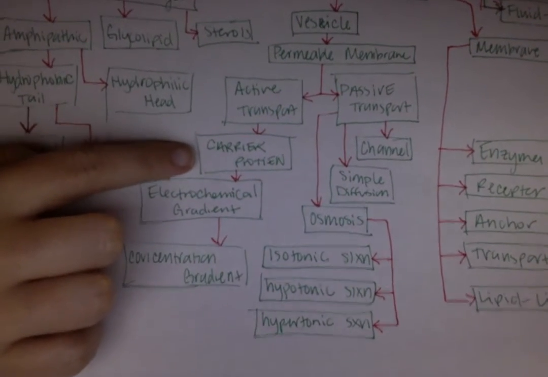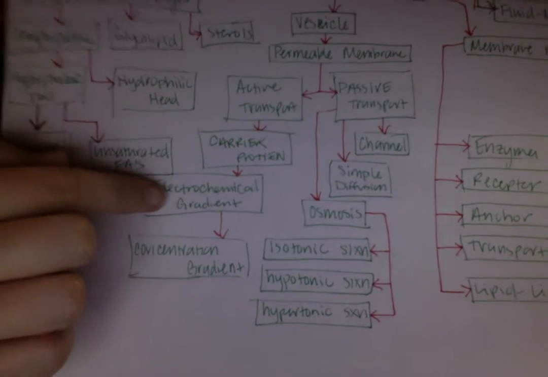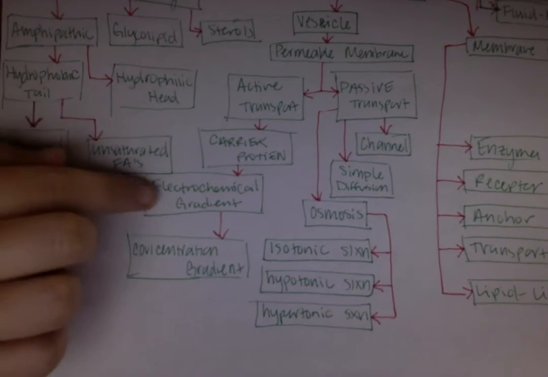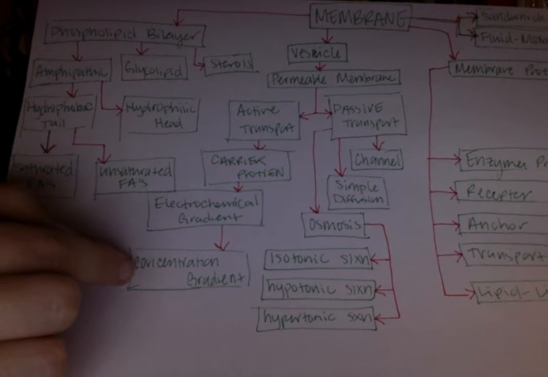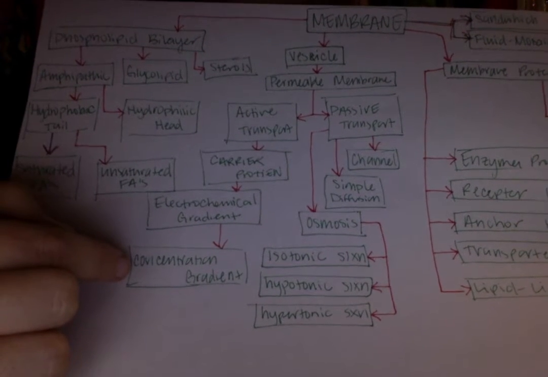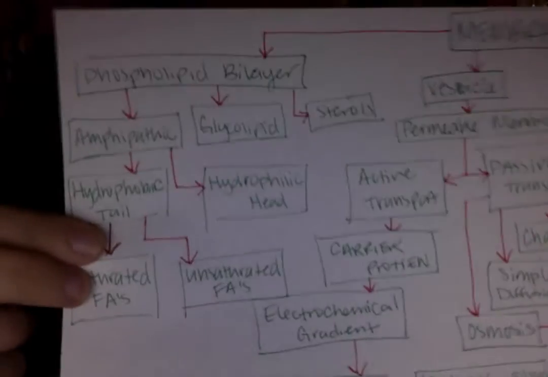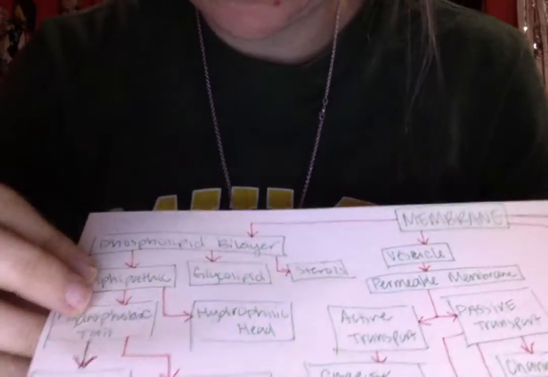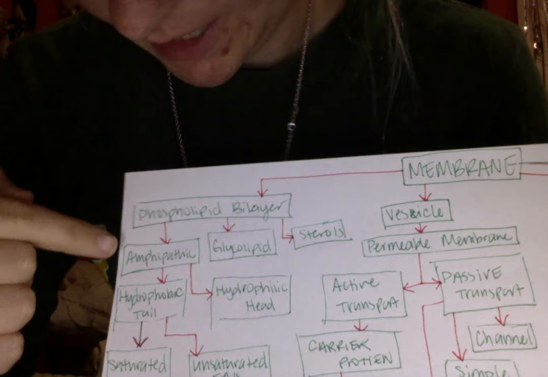Active transport, you're going to have your carrier proteins, which carry proteins in and out of the cell. Your electrochemical gradient measures and tells you how much is going to come in, and your concentration gradient is going to further that. And then the phospholipid bilayer, which is the most important thing we've talked about.